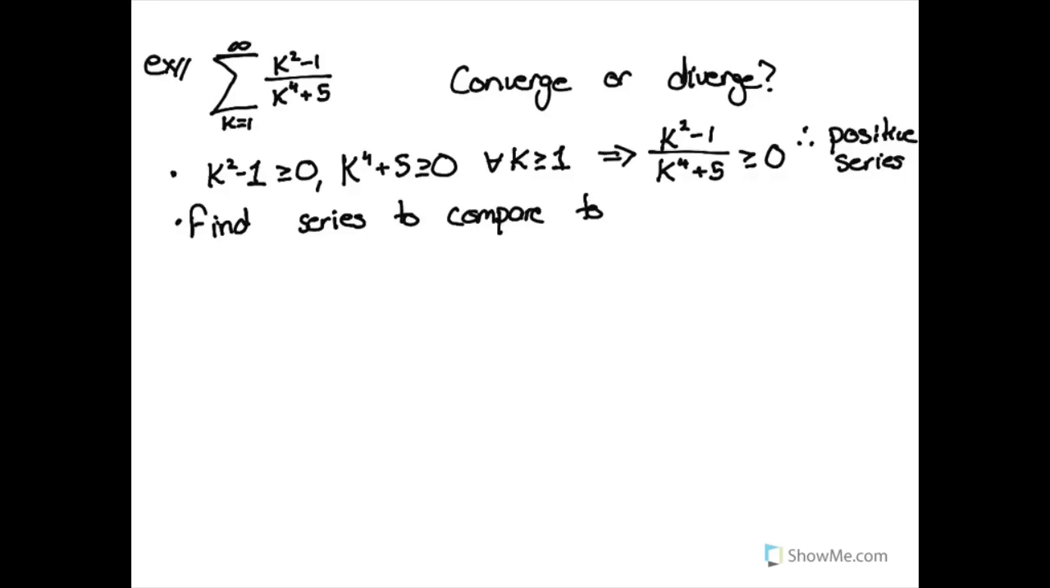Right, so we're going to do that by, well, let's start with, we have that 0 is less than or equal to k squared minus 1 over k to the 4 plus 5. And the first thing I'm going to do is make the numerator larger. I'm going to do that by taking away the minus 1. So if I take away minus 1, I get that this is less than or equal to k squared over k to the 4 plus 5, right? Make numerator larger.